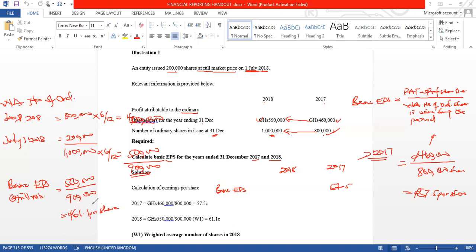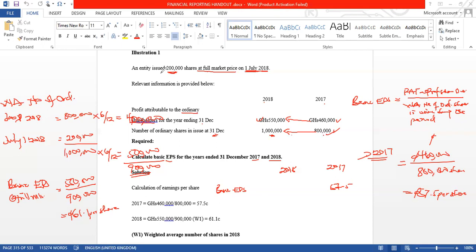The key here is that you need to weight. You need to weight the period that your shares at every given point in time spent during the year. So you see that we had 800,000 shares up until there was a new issue of 200,000 shares. Take note of that. So it means that in 2018, we had 800,000 shares up to 1st July. All right, that is what we had up to July. Now from July coming, our share number was increased by 200,000, making it 1 million.